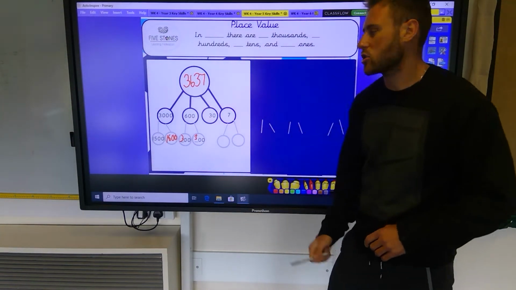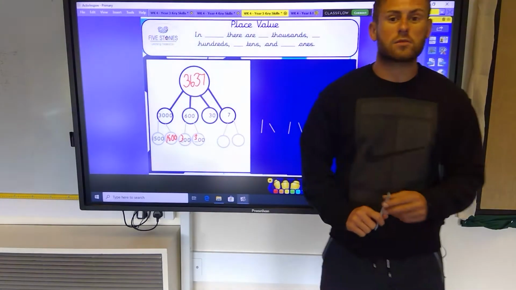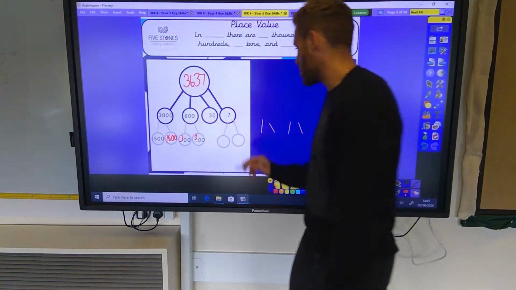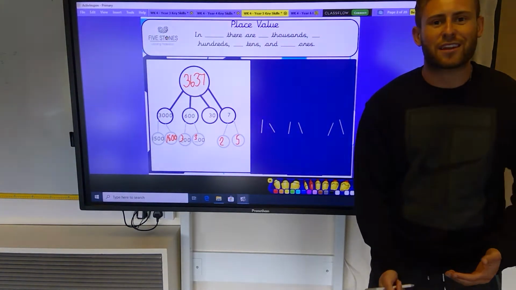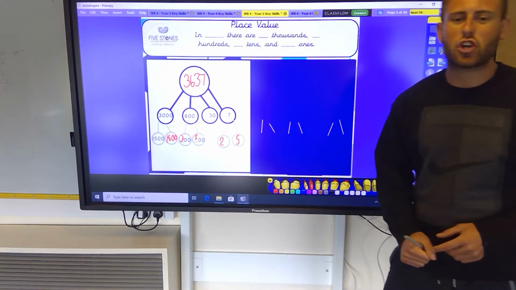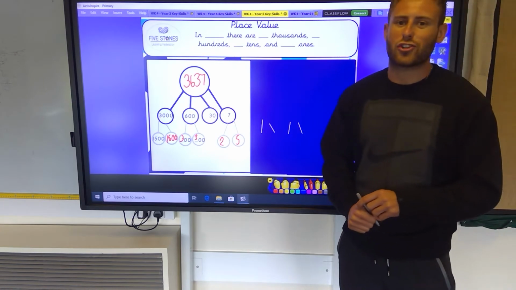30 doesn't need partitioning, and 7, there are many different ways we can partition 7. I'm going to go for 2 and 5. You might choose something else when partitioning 7. Tell your partner a different partition you might do for 7.